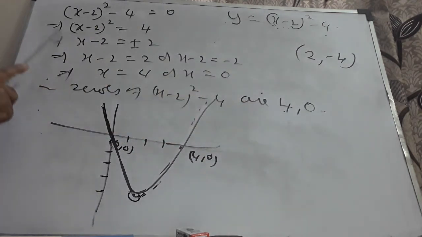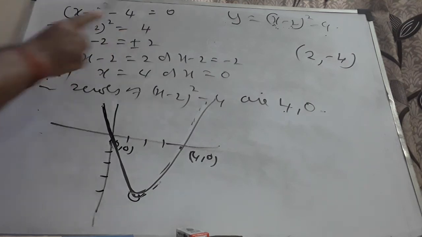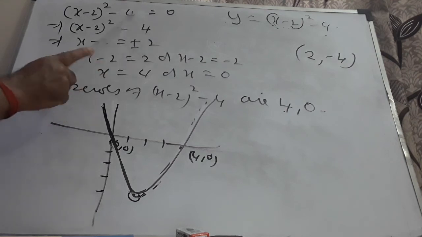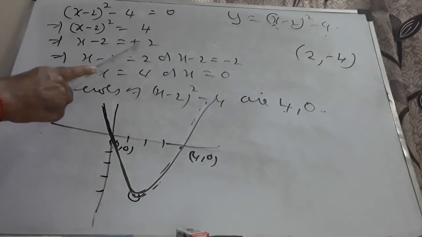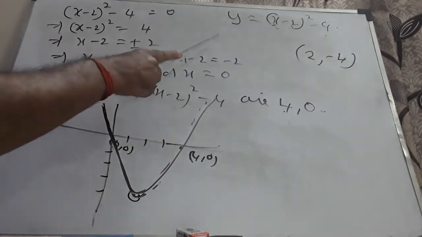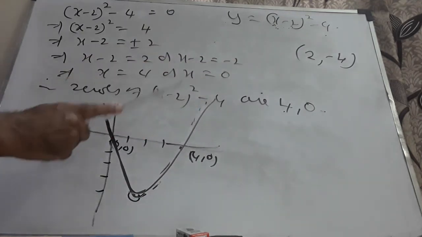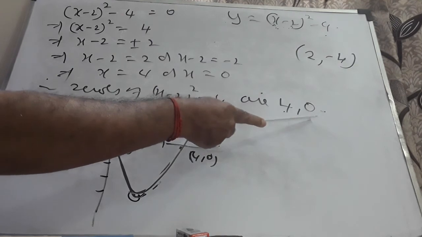I have checked algebraically. Let me just check once again. x minus 2 whole square minus 4 is 0. x minus 2 whole square is 4. Taking square root, I'll get x minus 2 is plus or minus 2. x minus 2 is 2, or x minus 2 is minus 2. This minus 2 gets cancelled. Minus 2 plus 2 becomes 0. 2 plus 2 becomes 4. Now the zeros of this expression will be 0 and 4.